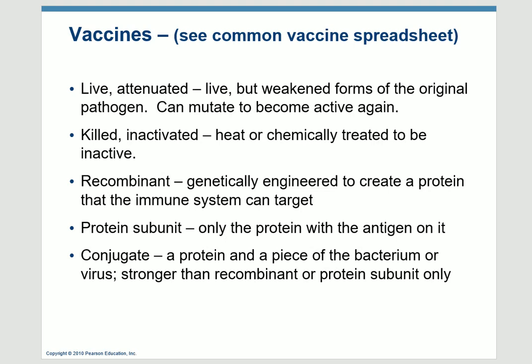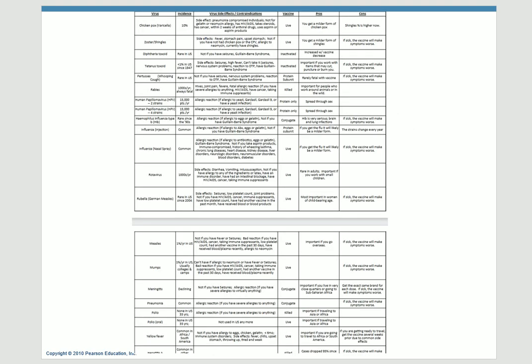So they use a protein and they use a piece of either the bacterium or the virus, whichever vaccine we're getting, to fight whether it's bacteria or virus. So it's going to be stronger than the recombinant or the protein subunit. But like I said, vaccines are usually viruses. BCG is one of the live attenuated bacterial vaccines that you see, but typically when you think vaccine, you think virus. I did post this table, so you should have this Excel spreadsheet under this week's materials.